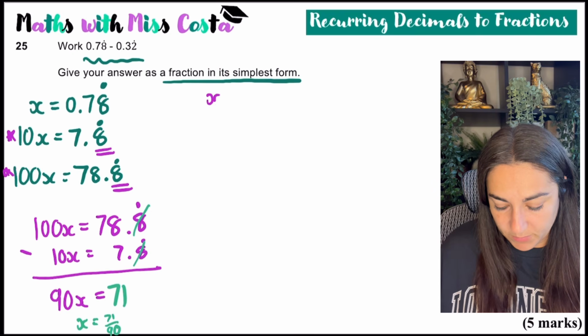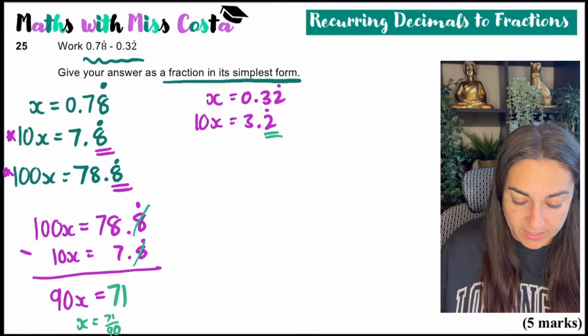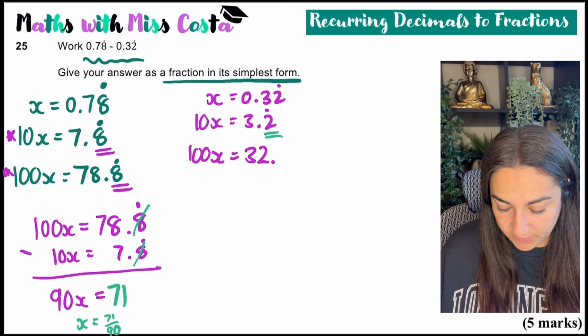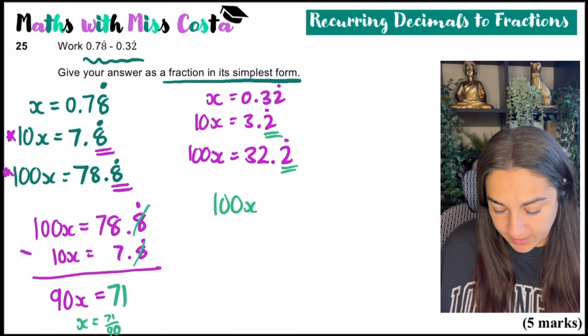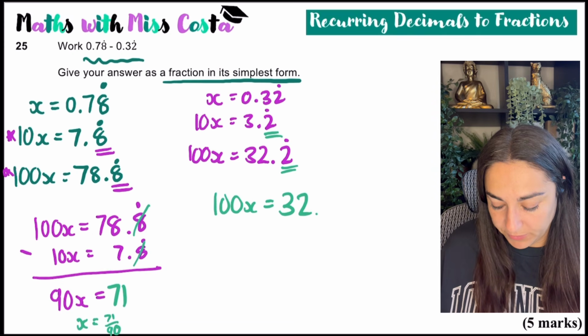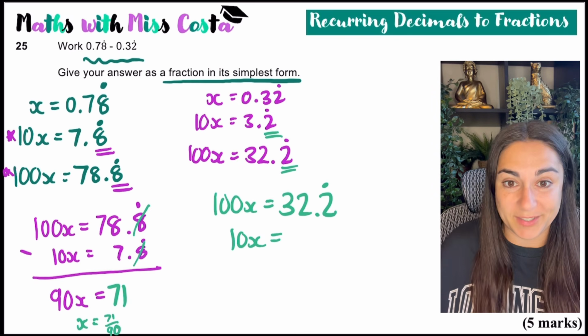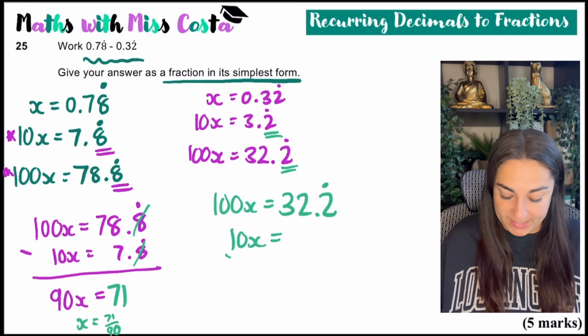Now I do the same with 0.32. So if I multiply by 10, that would be 3.2, and I've achieved my recurring bit on its own. If I multiply by 10 again, that's 100x, and that's 32.2 recurring. Again, I've got the recurring bit on its own. So I write it out neatly. I mean, once you do enough of these, you might not need to, but it's always good because it just means you're taking your time and there's less likelihood of making a mistake.